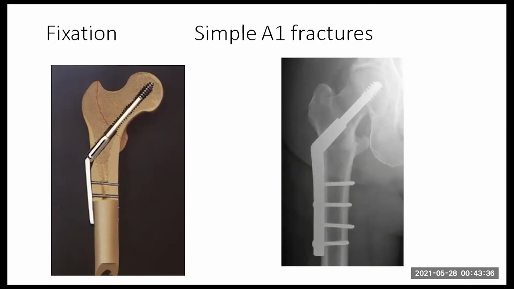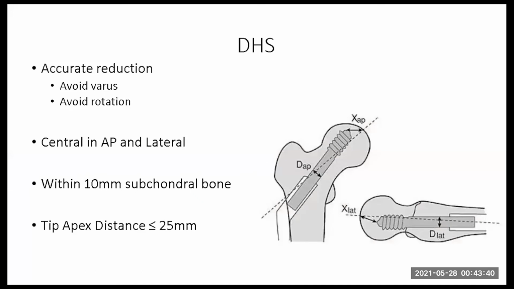A1 simple fractures can be adequately fixed with a DHS. However, one should achieve accurate reduction, avoiding varus and rotation. The lag screw should be central in the AP and the lateral and within 10 millimeters of the subchondral bone. If it's very osteoporotic bone, we can deeply insert the lag screw up to 5 millimeters from the subchondral bone. Remember, the tip apex distance is important, and it shouldn't be more than 25 millimeters in the AP and the lateral added together. If it's more than that, there is a high risk of screw penetration.